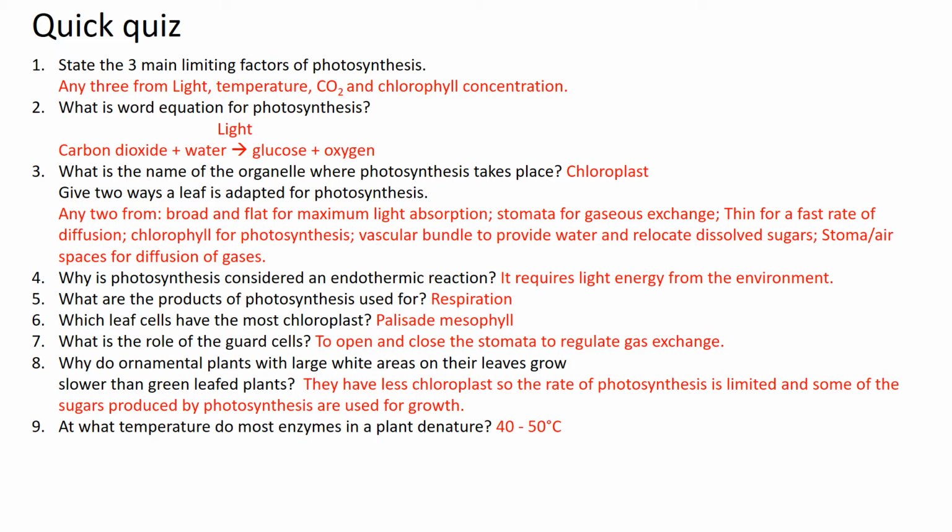Now, why do ornamental plants with large white areas on their leaves grow slower than green leaf plants? So these are like my variegated geraniums, maybe my spider plants. Basically, if you have less chloroplast, there is less photosynthesis. Therefore, they produce less sugars, so there is less respiration. Can you see I'm using lots of comparatives there? We need to be using that comparative language, especially if this was a 4-mark answer. They would want you to be able to compare that process and how it is affected down the chain.